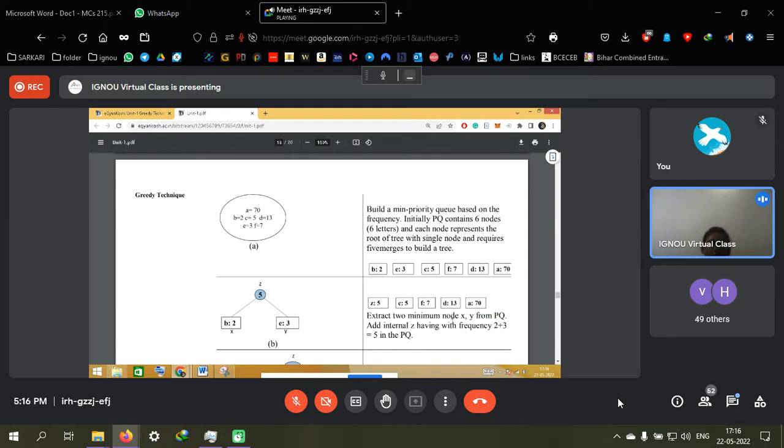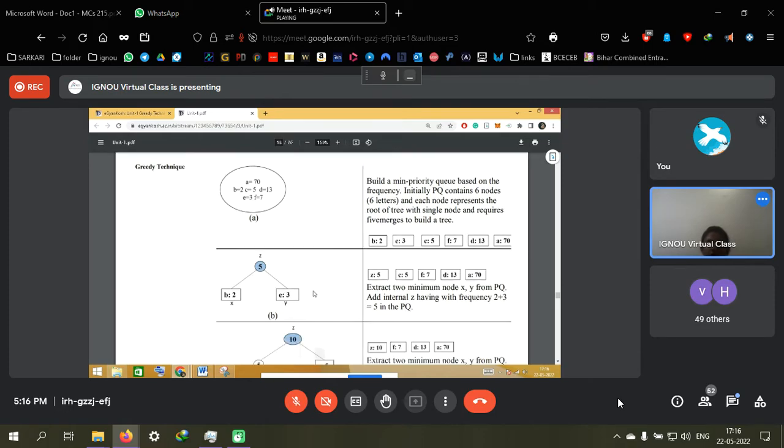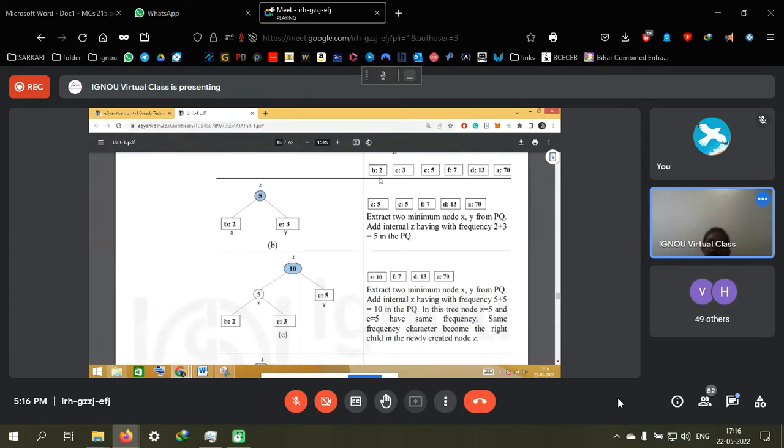So extract 2 minimum nodes x and y. We have the 2 minimum nodes 2 and 3, and an internal node z having the frequency 2 plus 3, so we get a z value of 5, right? Now the z value is 5, and the C value is also 5, right? So extract the 2 minimum nodes. Here the 2 minimum nodes are 5 and 5, all others are greater than 5. So we can add 5 plus 5, which is 10.